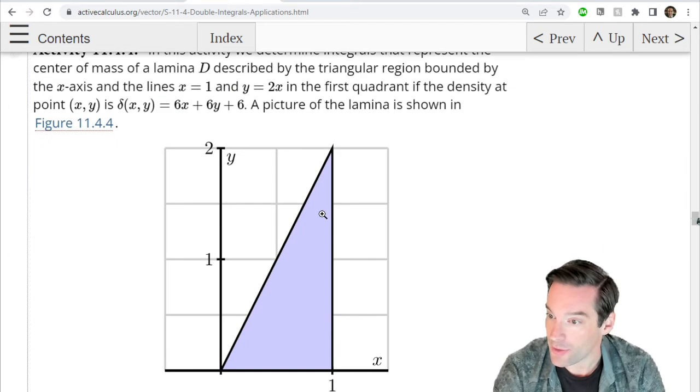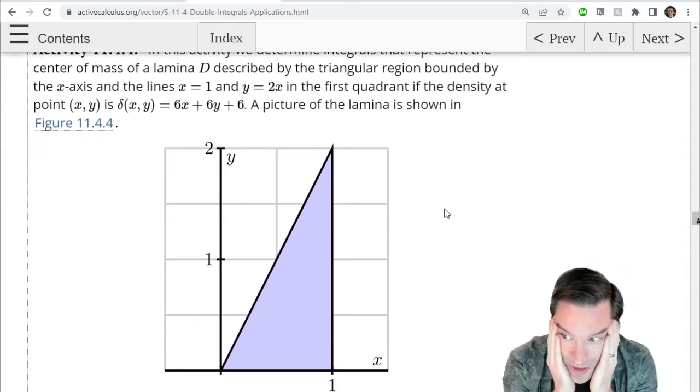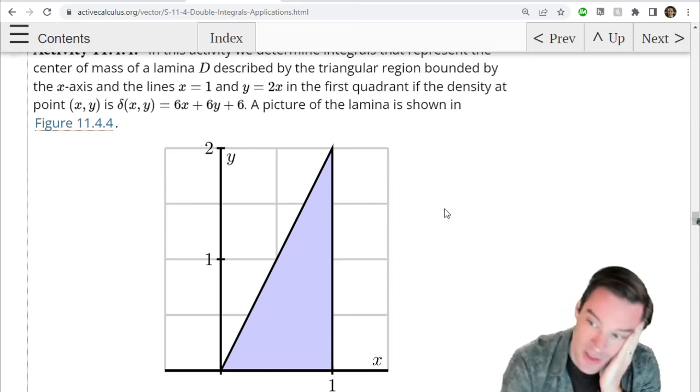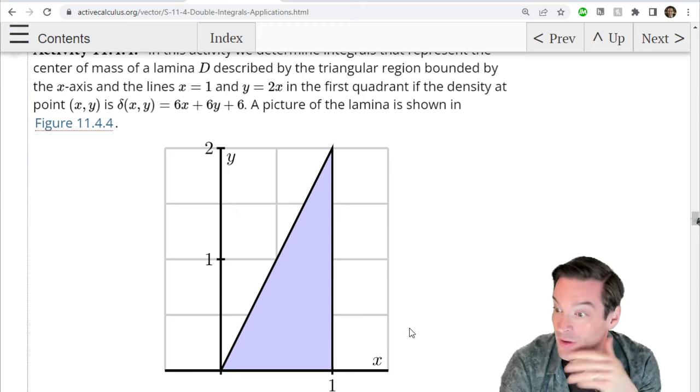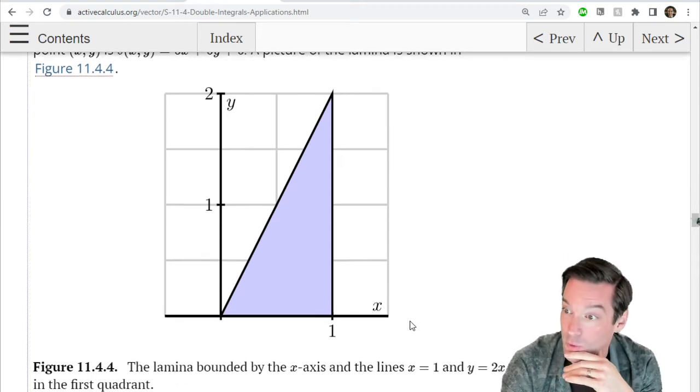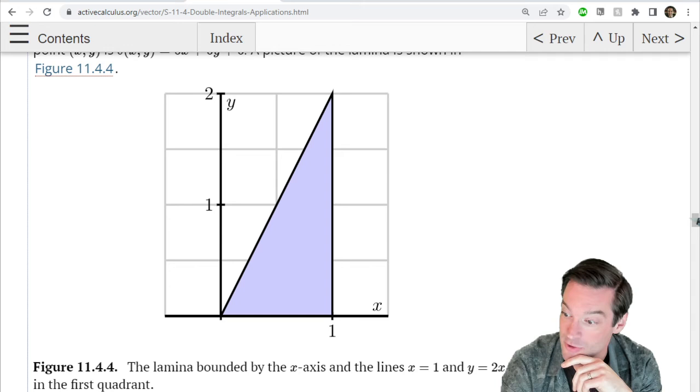So let's just talk through this example. For this particular triangle, why don't we just do a quick heuristic first? What if we could balance this triangle on the point of a pencil? What do we think would be approximate coordinates? So let's take a guess at where the center of mass is first, and then we'll do the calculation to see if we can figure out how to pinpoint it exactly. But what are your guesses on what the center of mass of this ought to be?